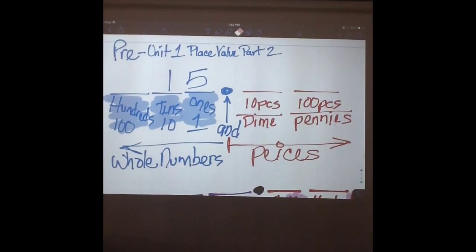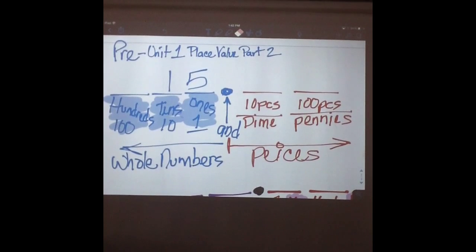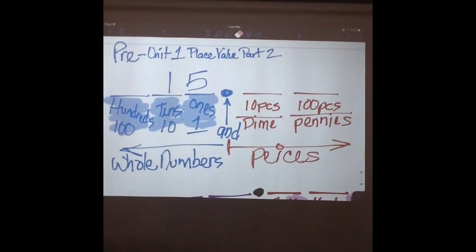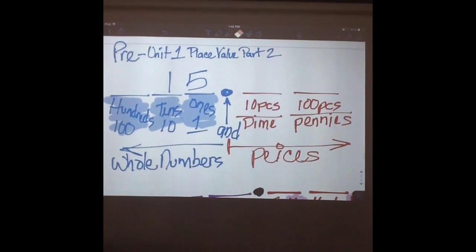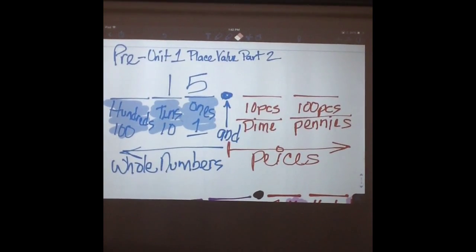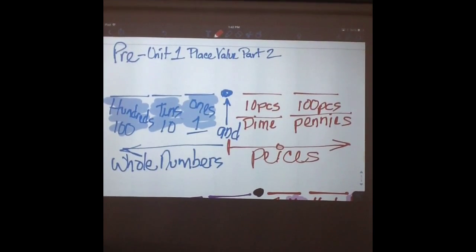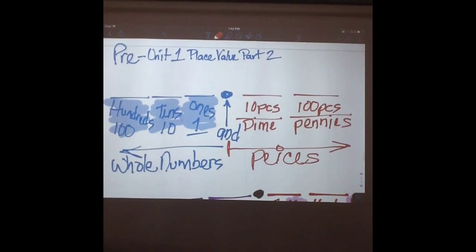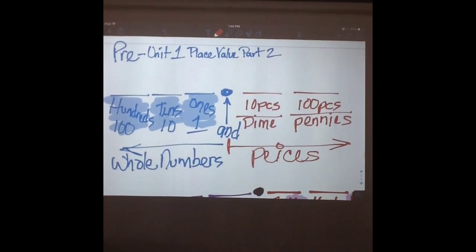Okay. I want to see if you can get this one. I'm going to have 6 dimes and 7 pennies. Okay? So let me erase my 15 because I'm going to get rid of that. Because all I have in my pocket is what? 6 dimes and 7 pennies. How would I write that? Just say it out loud.